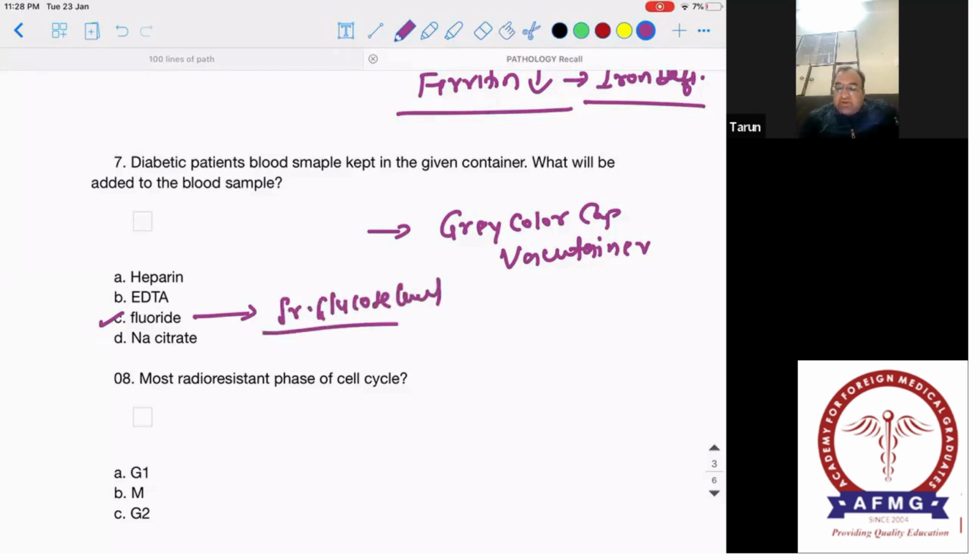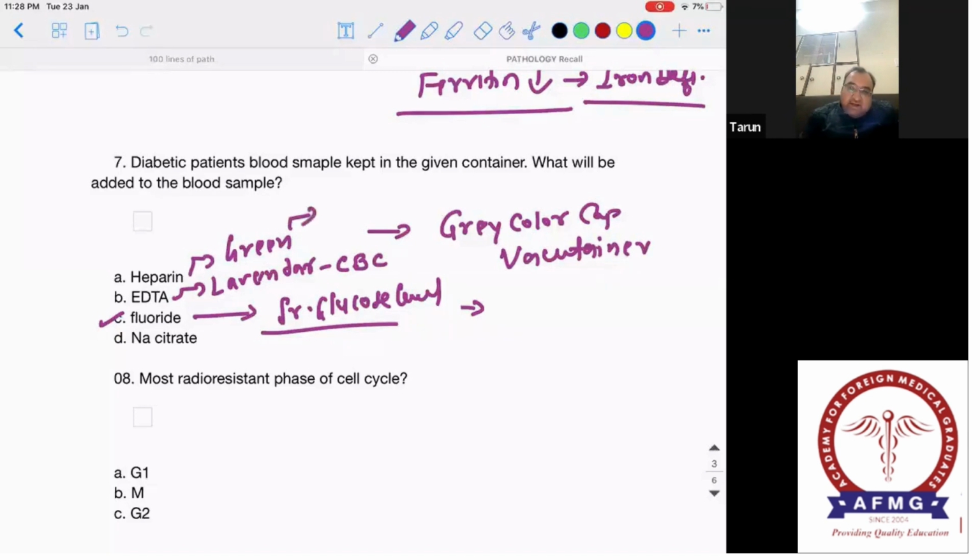So please remember, the gray capped vacutainers are used to collect the blood for estimation of the serum glucose levels. Next thing, they can give you heparin, which is in green color capped tubes. Lavender color capped tubes are containing EDTA, which is used for CBC, complete blood count, and routine all types of blood tests.